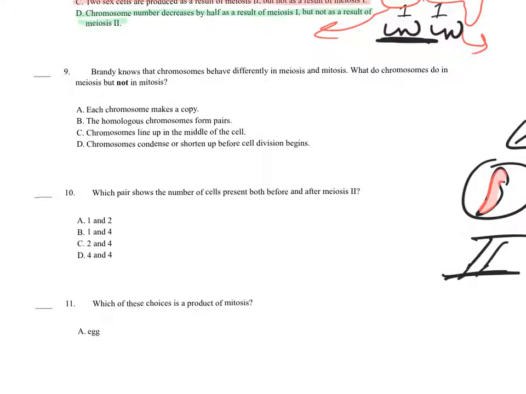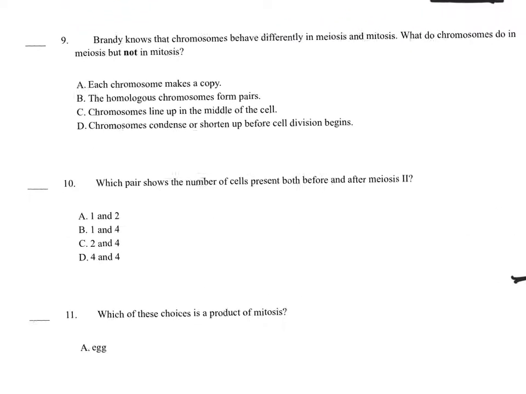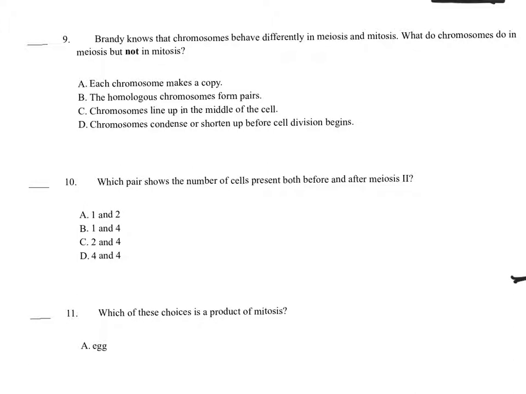Chromosomes behave differently in meiosis and mitosis. What do the chromosomes do in meiosis but not in mitosis? Quick. B. All right. The homologous pairs form a tetrad. They do synapsis. They form a tetrad. So it is B.